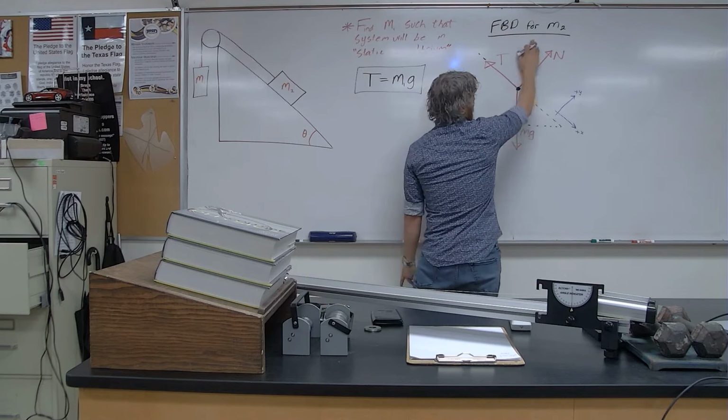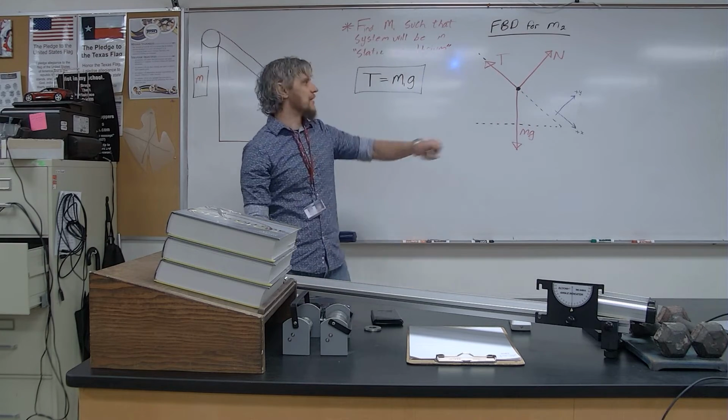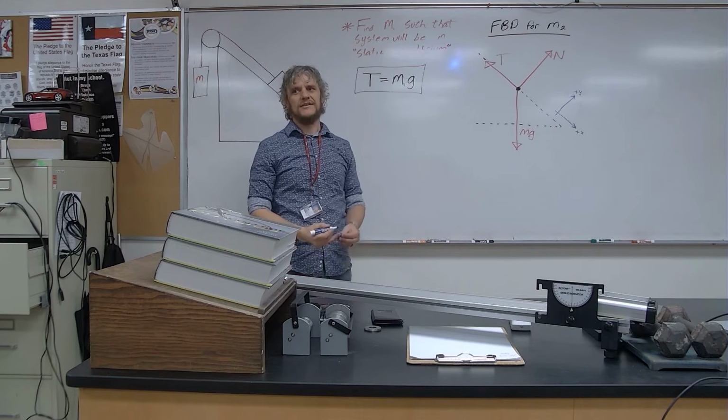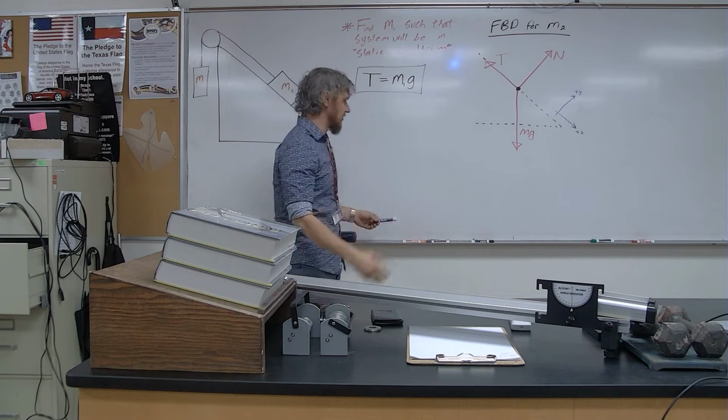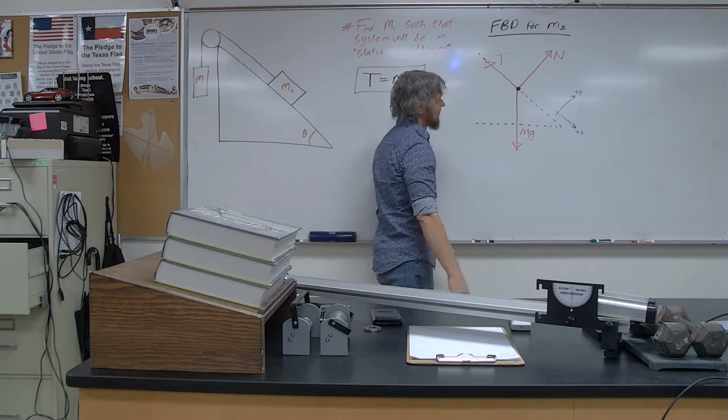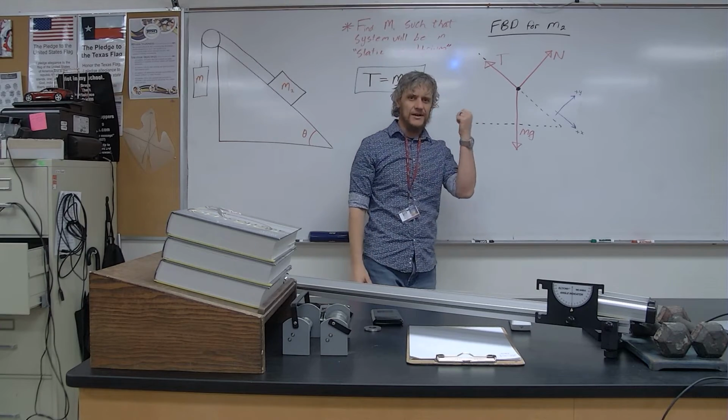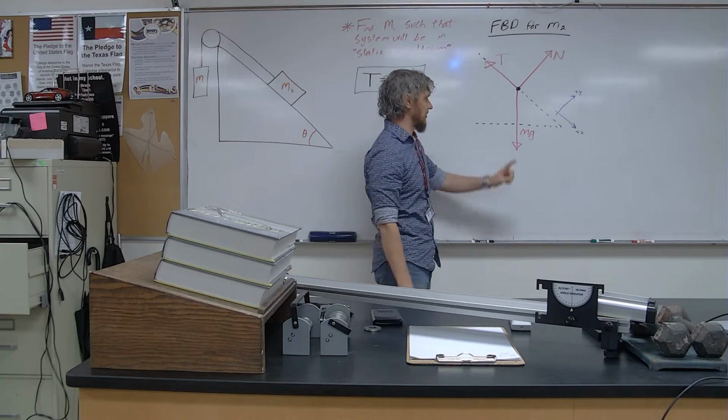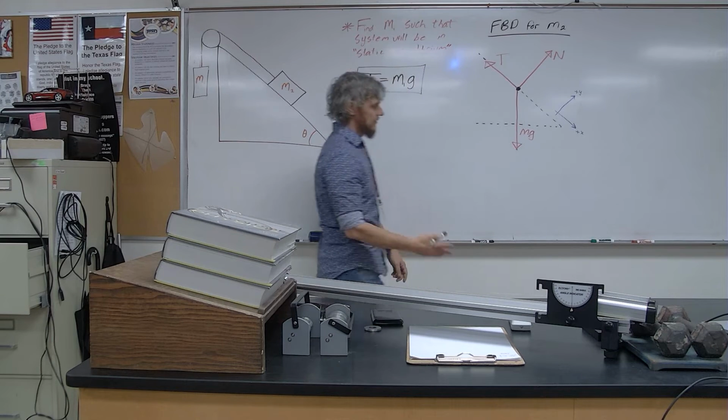And another thing, the good thing about that is that I can pick the most convenient coordinate system, meaning the one that requires me to do the least amount of work, which is this one. Because then I only have one vector that doesn't align with my coordinate axis, so I only have to decompose one vector, and that is my weight force. You with me on that?